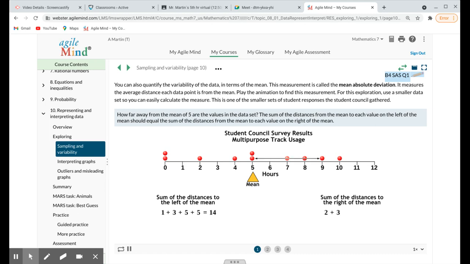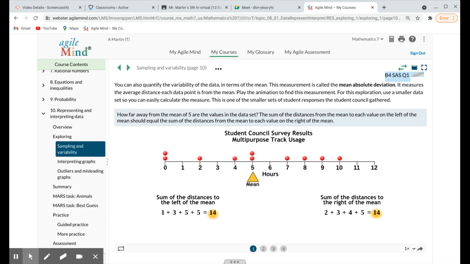Since it's bigger, what I like to do is subtract. So I do 7 minus 5 is 2, 8 minus 5 is 3, 9 minus 5 is 4, and 10 minus 5 is 5. All right. And when we get the sum of those, it is also what? 14. It is also 14. So that is why the mean is our balance point. If it was moved to the left or the right a little bit, it wouldn't be balanced anymore. It would be weighted on one side, and that would make our number line tilt.